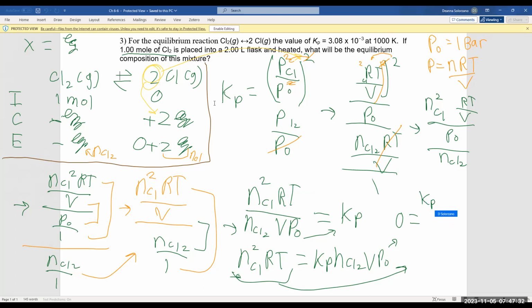Okay. Kp, NCl2 V P naught minus NCl squared RT. From there, you can plug in the n values and simplify. I'm gonna have to erase some stuff, so bear with me.